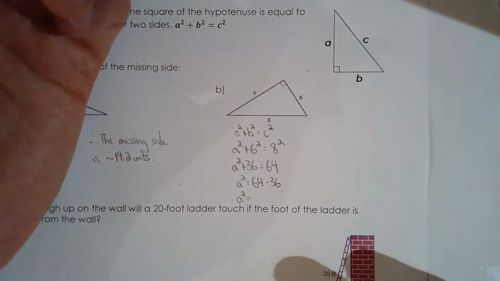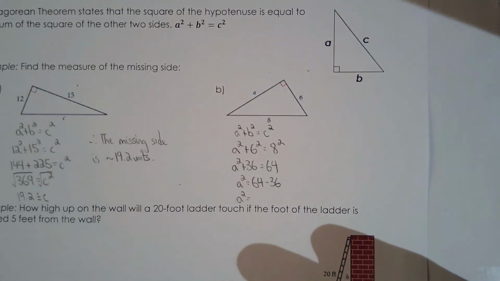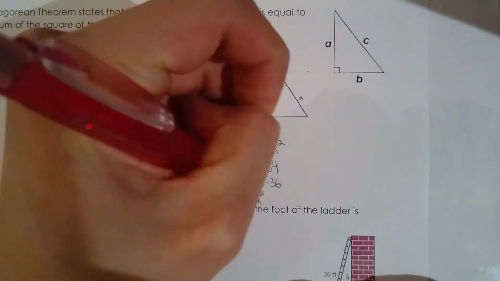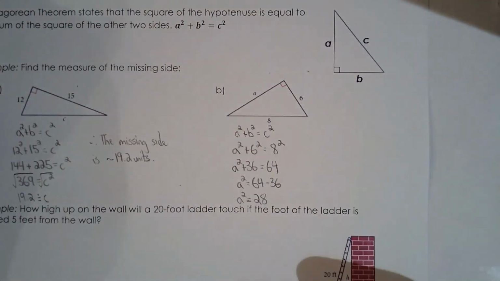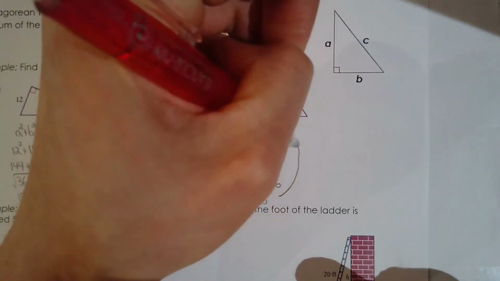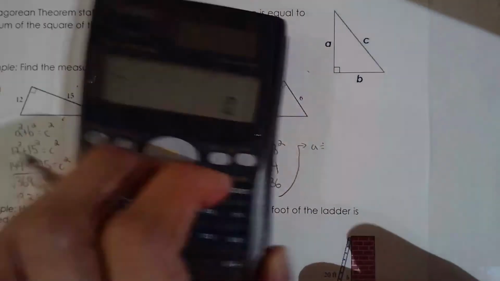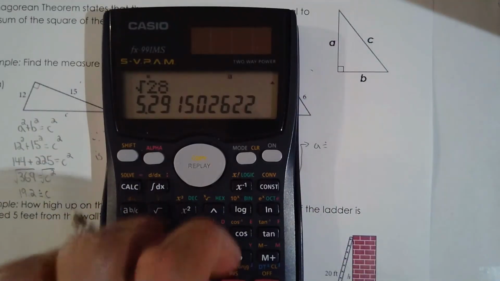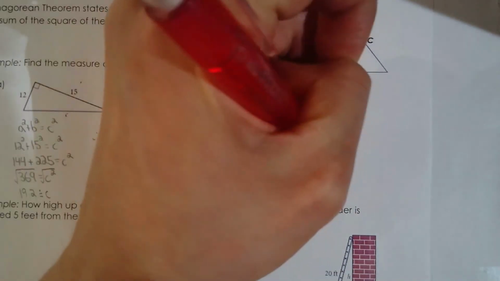Okay, 64 minus 36, 28. And now, just like last time, I don't really want to know what a squared is. I want to know what a is. So I'm going to square root both sides. And if you do the math, a is approximately 5.3. So therefore, the missing side is approximately 5.3 units. Okay.